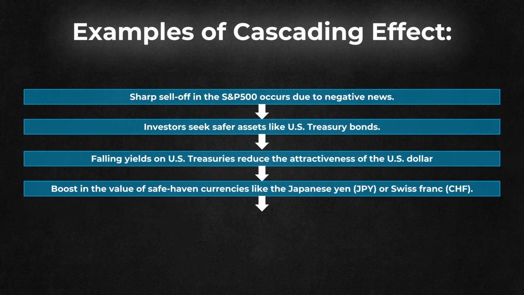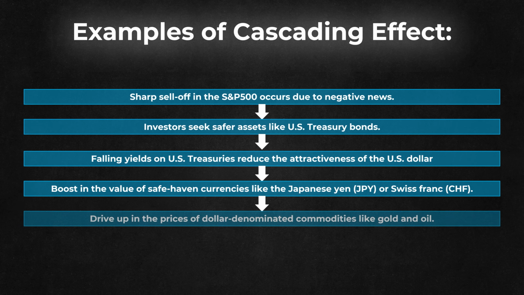This weakens the U.S. dollar, which influences forex markets and potentially boosts the value of safe haven currencies like the Japanese yen or Swiss franc. A weaker dollar can drive up the prices of dollar-denominated commodities like gold and oil, adding further feedback loops to other markets. The initial sell-off in the S&P 500 can spread to other equity indices like the Nasdaq, as investor sentiment moves across the board, leading to global market declines.